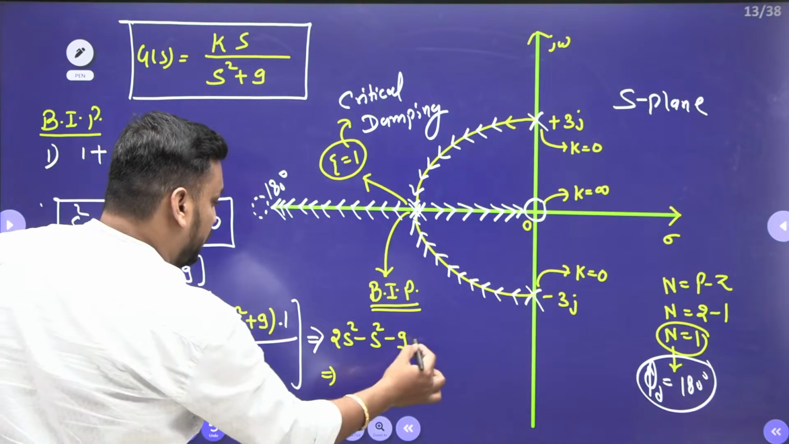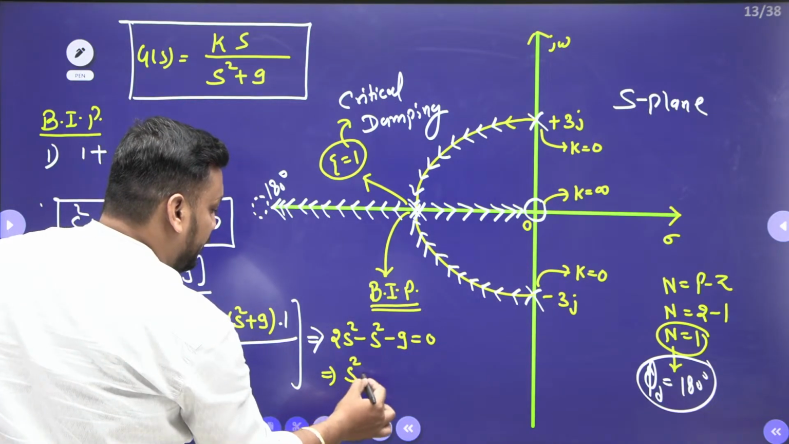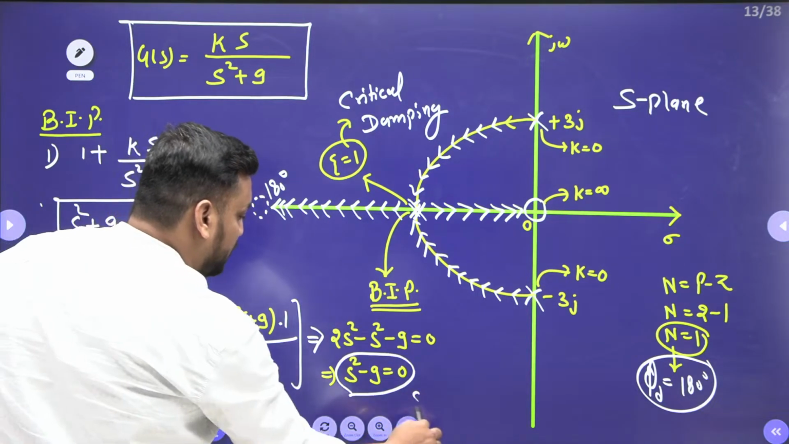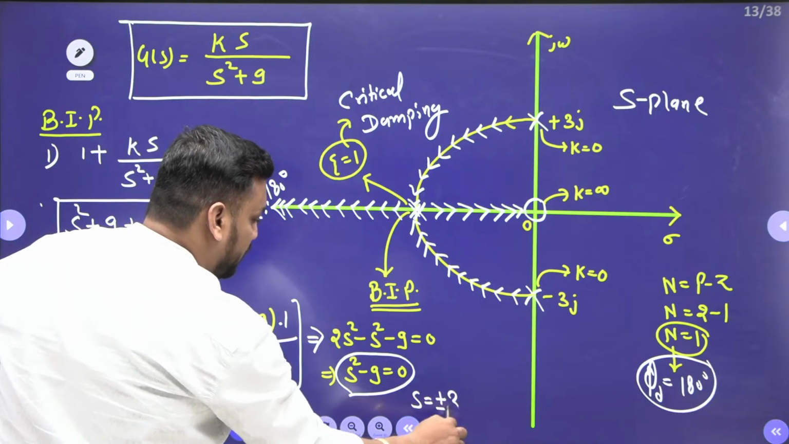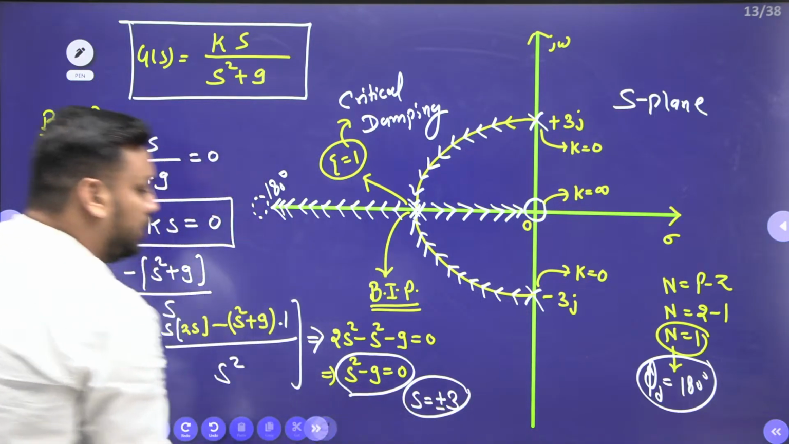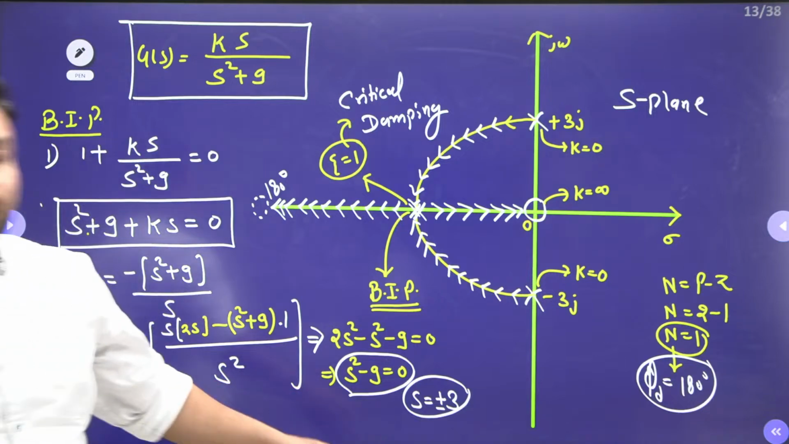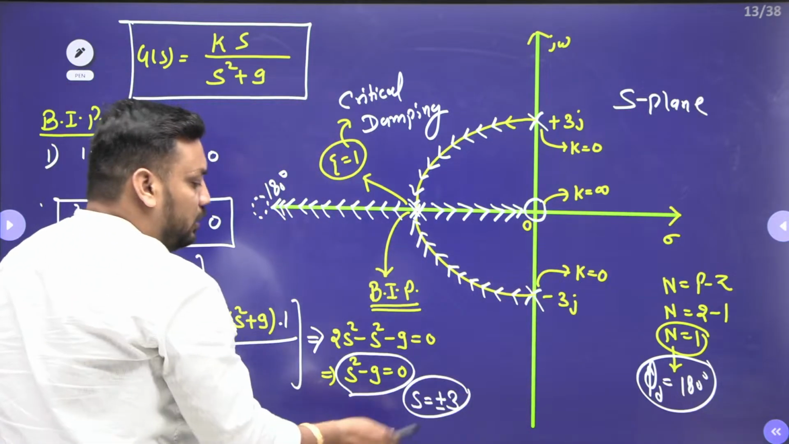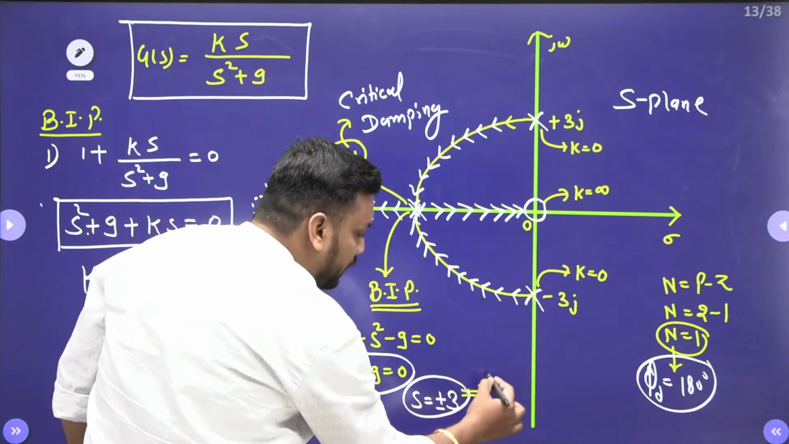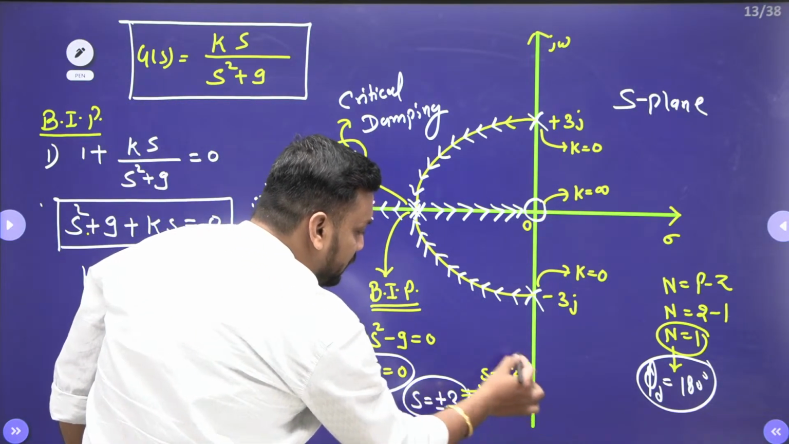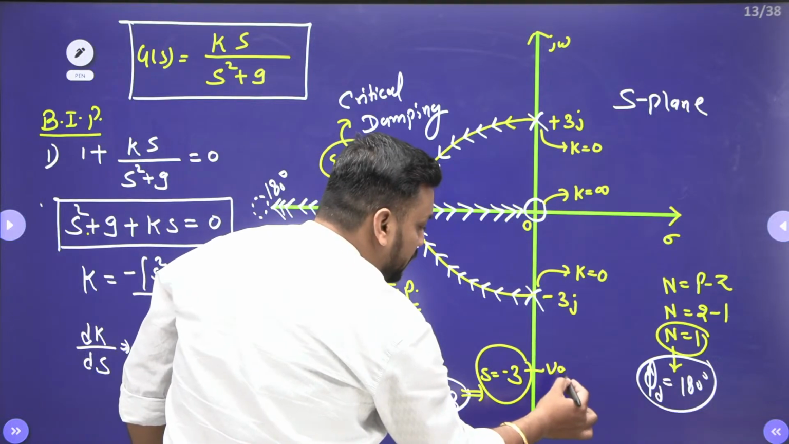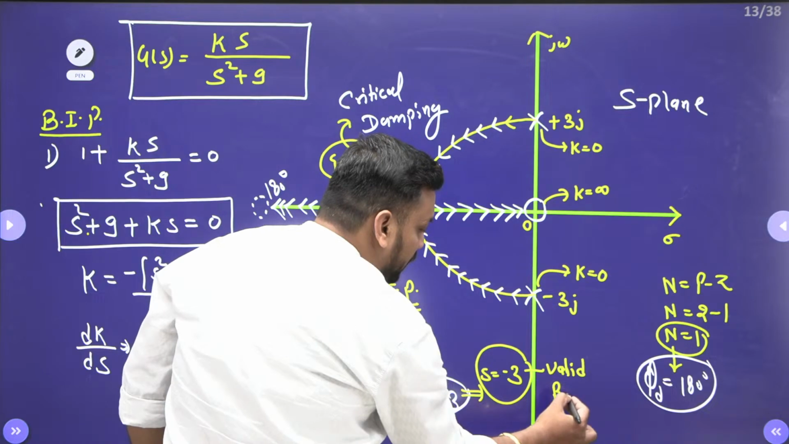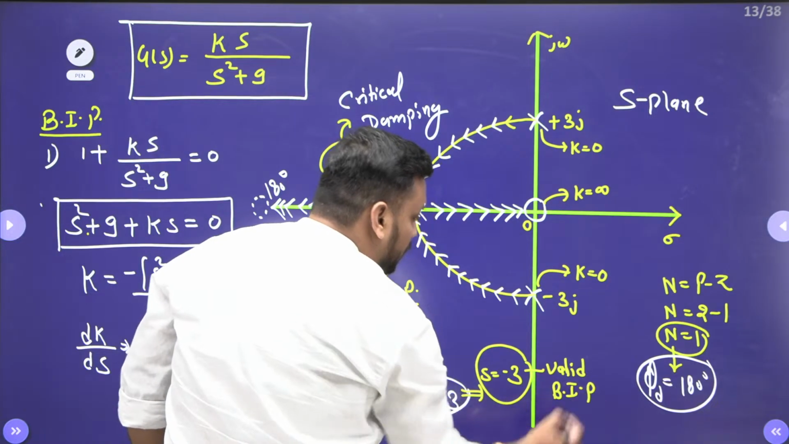When you equate it to 0, you exactly get s square minus 9 equal to 0, which means s equal to plus minus 3. Now, plus 3 or minus 3, you need to identify which one is valid and which one is invalid. s equal to plus 3 does not exist on the root locus. So s equal to minus 3 is the only correct answer. So s equal to minus 3 is the valid breakaway point, a valid break-in point.